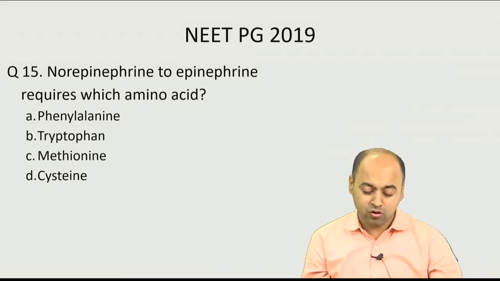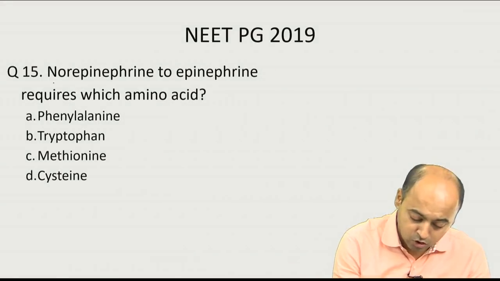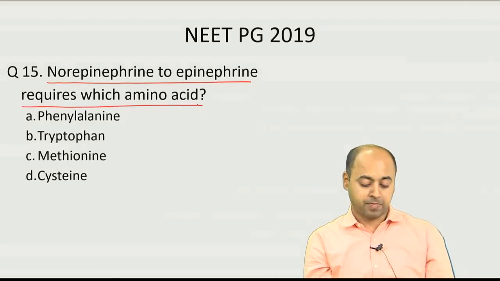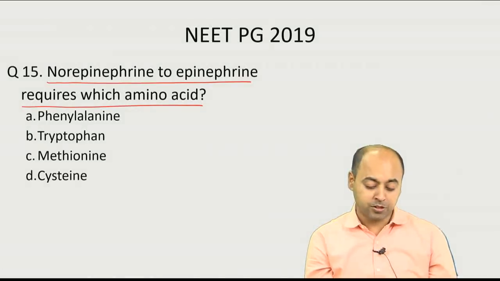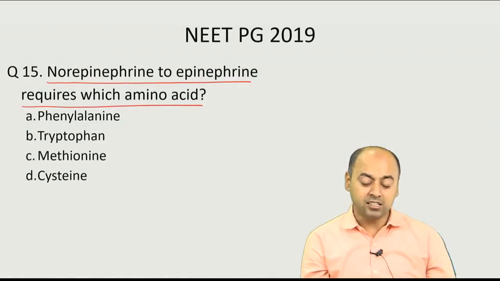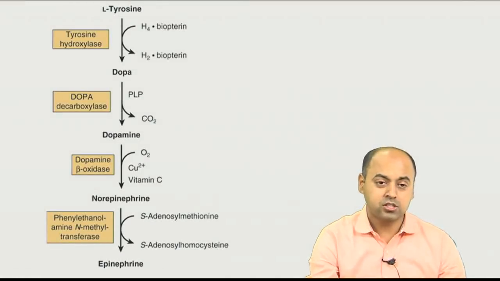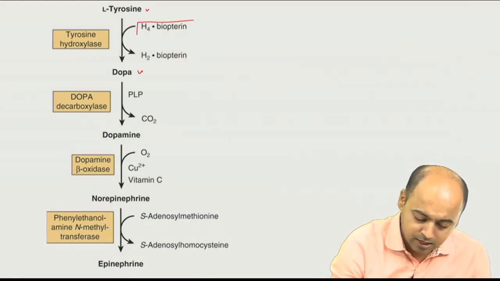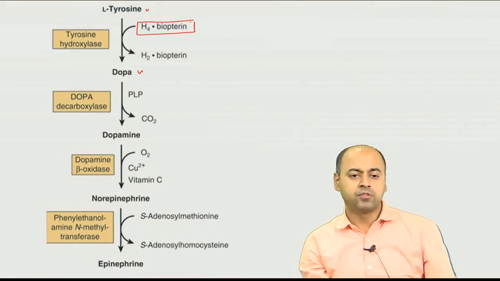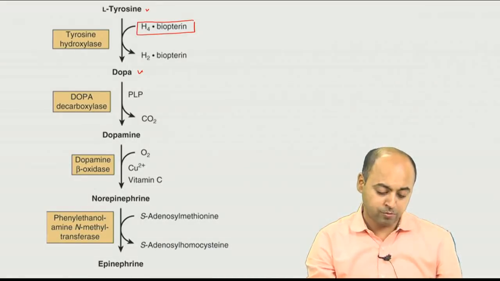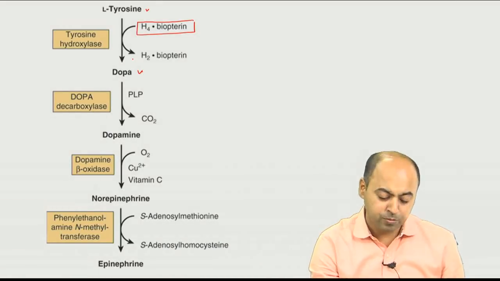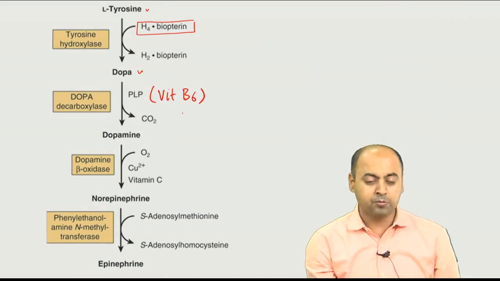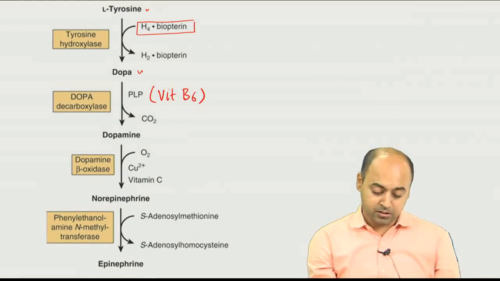Then we come to the formation of the catecholamine. Norepinephrine to epinephrine requires which amino acid? Now let's take a look at the formation of the catecholamine. The picture will become very clear. The catecholamines require large number of the coenzymes. First, the conversion of tyrosine to dopa requires tetrahydrobiopterin. The conversion of dopa to dopamine requires PLP, basically the active form of vitamin B6.